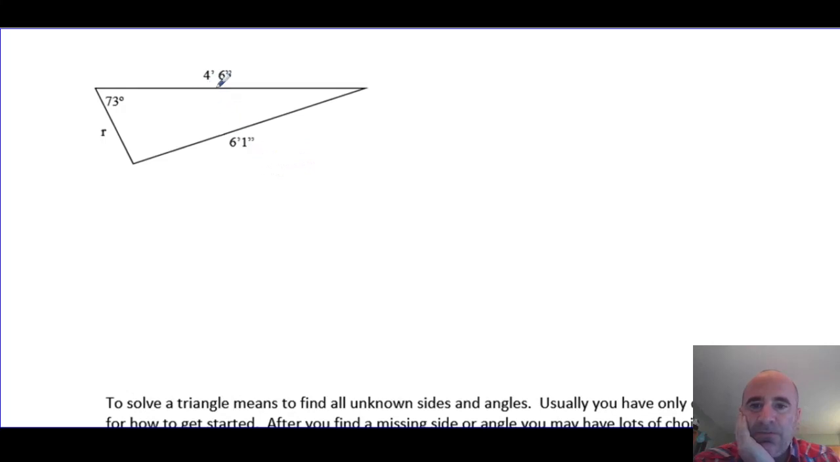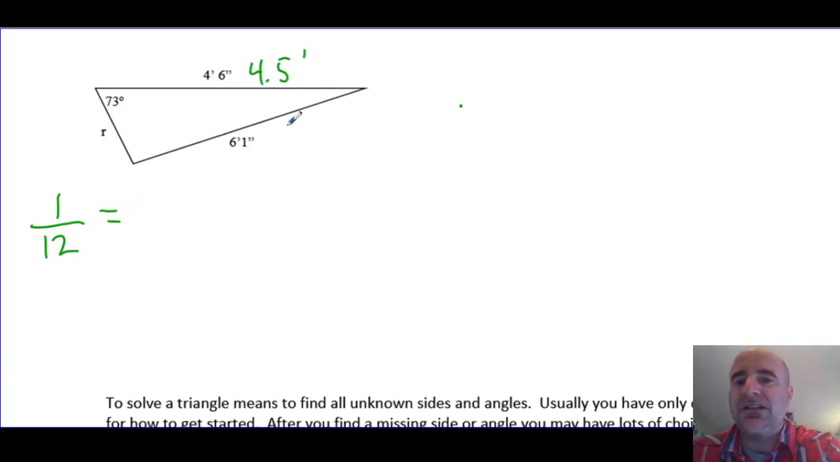Now, notice I've got 4 feet 6 inches. 6 inches is half a foot. So this is really 4.5 feet, because it's easier to work with decimals when we actually go to do the math. 6 foot 1 inch. Well, how many feet is 1 inch? There are 12 inches in a foot. So take 1 divided by 12, and that gives you it as a decimal.